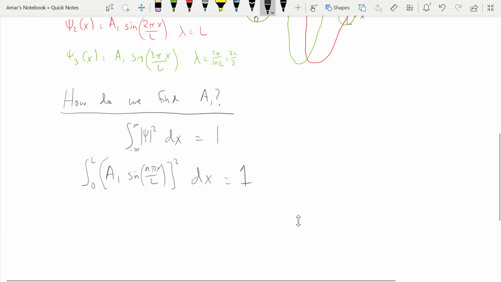So from here, in order to save time, we probably don't want to get into this part. But the way that you solve the integral of sine squared of x is that you use this identity: sine squared of x is equal to 1/2 times (1 minus cosine of 2x). Using this identity, you can find the integral of this equation, and when you solve it, it comes out to A1 is equal to the square root of 2 over L.